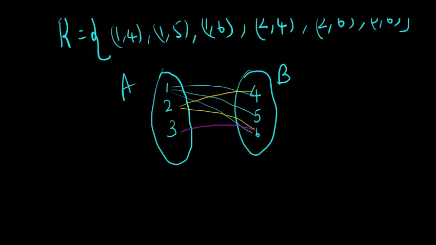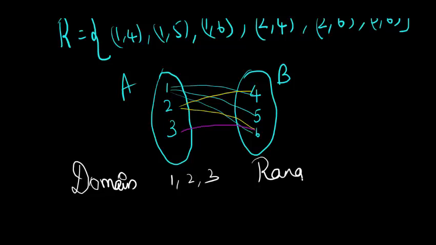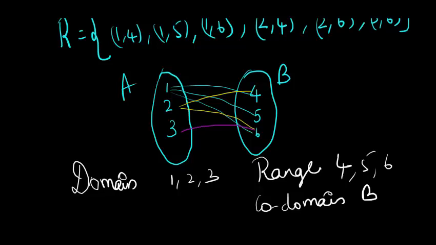Okay, basically if I'm looking at the connections made by the lines, I'm talking about the elements which are connected to some element in B. So my domain is simply going to be 1, 2 and 3. And what's my range? In this case the range is 4, 5 and 6. And what is my codomain? My codomain is the entire set B, which is actually 4, 5 and 6.